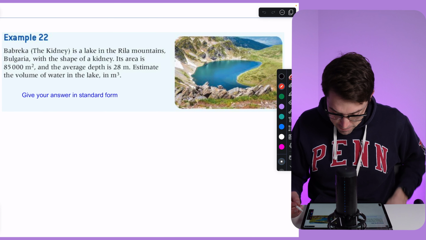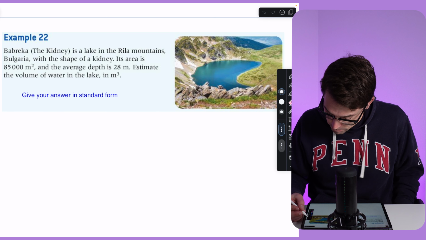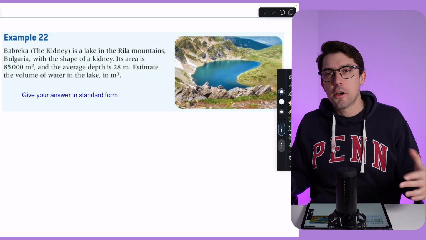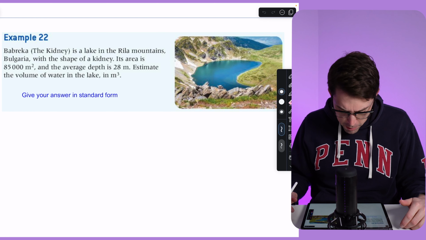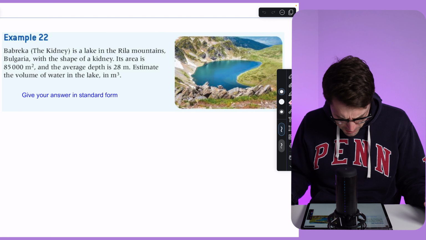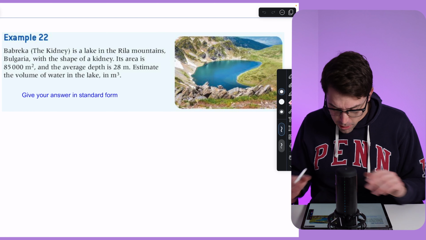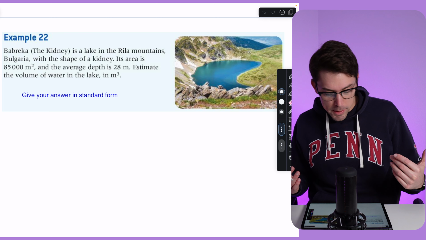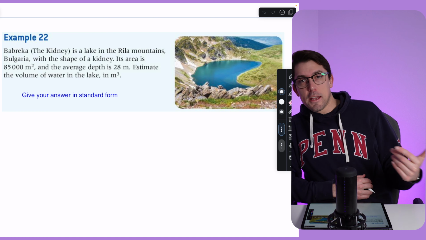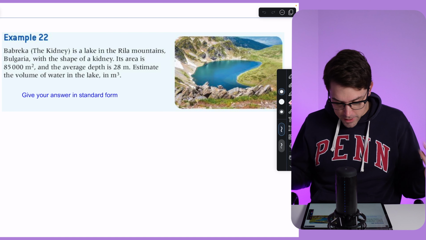Let's say that we have a kidney lake in the Vlahina Mountains. That is a beautiful piece of water. But let's take a look at a pretty easy example. So we have a kidney lake here in the mountains of Bulgaria. All right, it's in the shape of a kidney. And we know that the area of this lake, basically off of like topography, is 85,000 square meters. And the average depth of the lake is going to be 28 meters. So what is the volume?